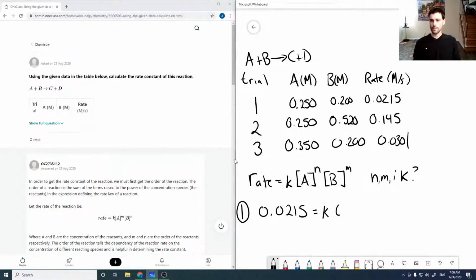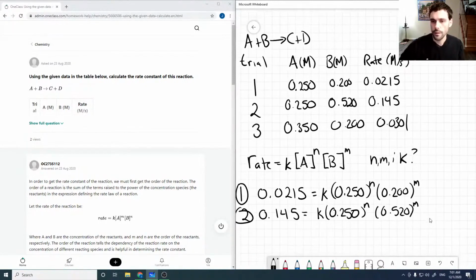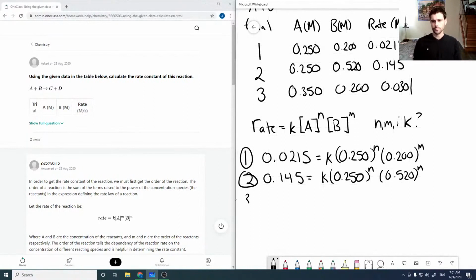So K times 0.250 to the N, 0.200 to the M. Our second equation is 0.145, K times 0.250 to the N, 0.520 to the M. And our third equation is 0.0301 is K times 0.350 to the N, 0.200 to the M.